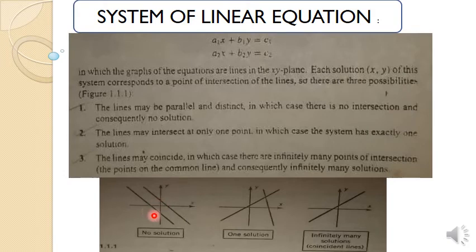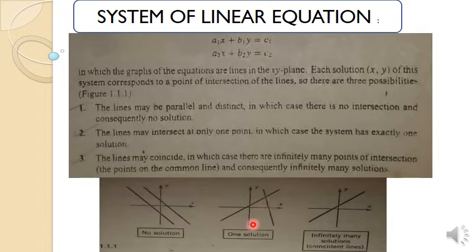If the lines are parallel, you can see that there is no intersection point between these two lines. So if we have an equation like this, then we do not have any solution. So we simply say directly that there is no solution. In part 2, the lines may intersect at only one point, in which case the system has exactly one solution. It means the lines intersect at some point.